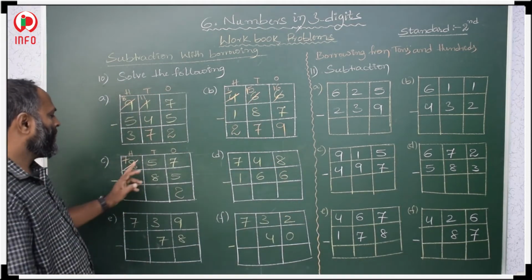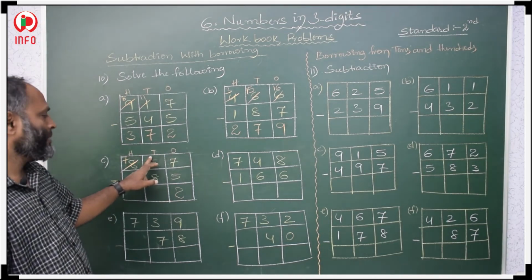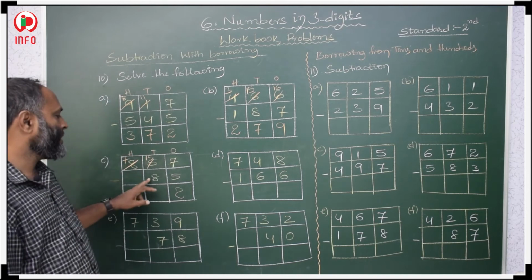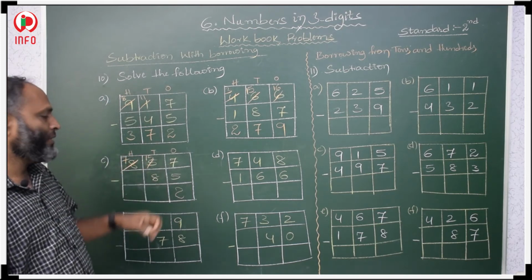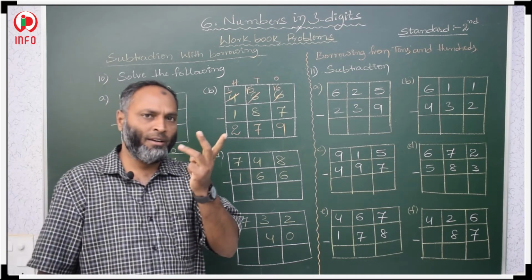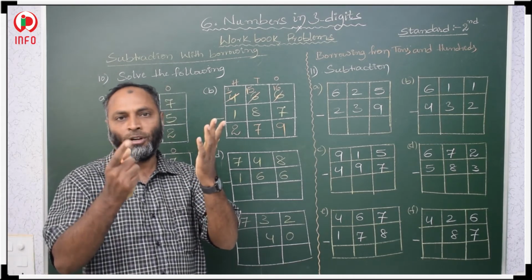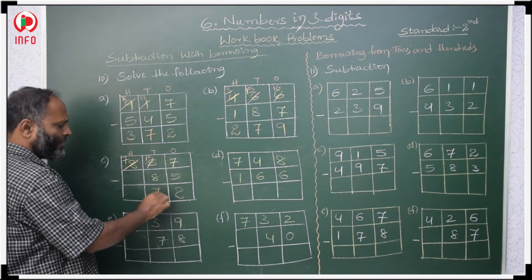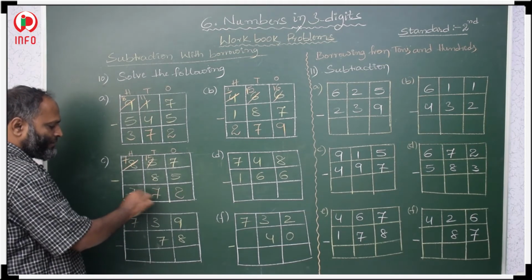700s. 100 makes 10 tens. 10 plus 5, 15. 15 tens. Then 15 minus 8 means 9 to 15 we have to count. 9, 10, 11, 12, 13, 14, 15. It is 7. Here it is 7, the 7 we have to write as it is.